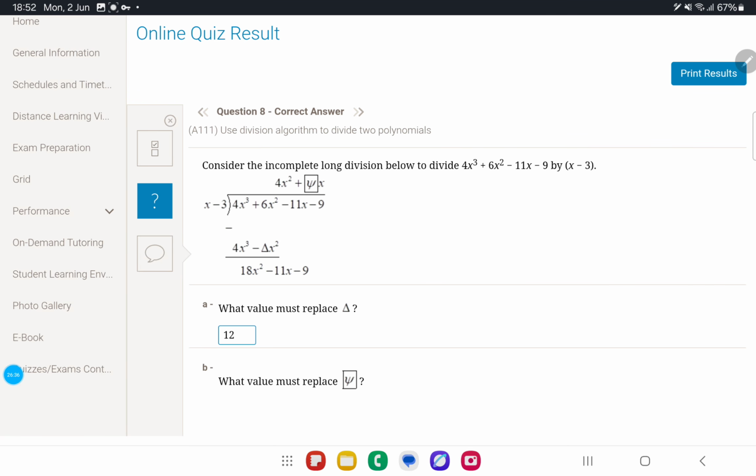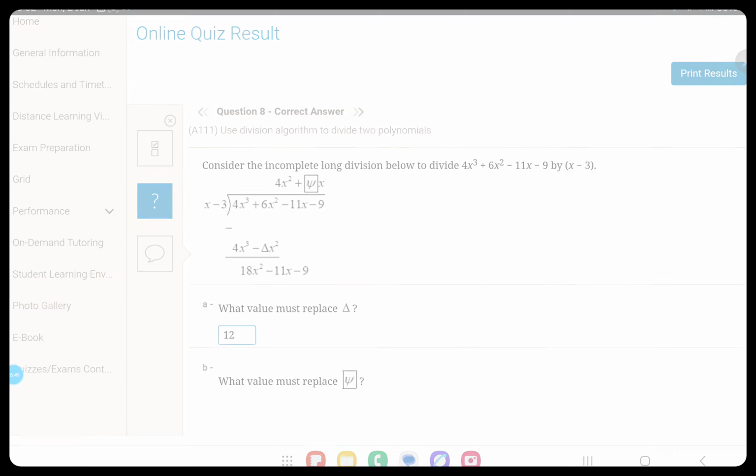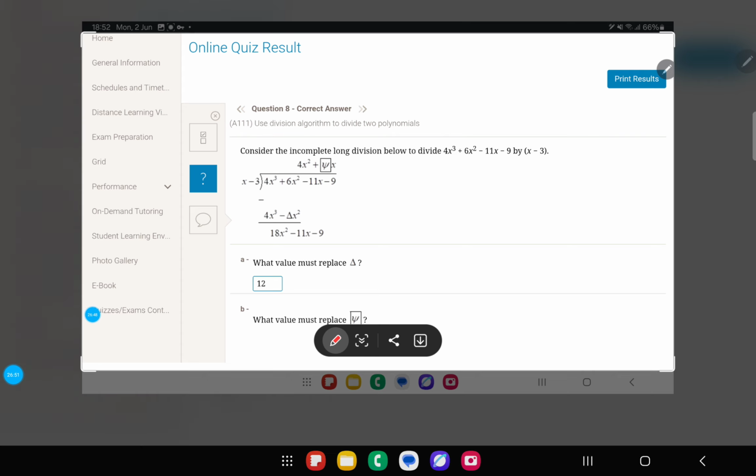Now for question 8. Okay, they want us to do long division. Consider the incomplete long division below to divide 4x cubed plus 6x squared minus 11x minus 9 by x minus 3. Okay. Doesn't need writing, you can just use your eyes, but let's do it anyways. Now we have x minus 3 here. Okay, you're gonna start with the same first number. 4x cubed divided by x, you're gonna have 4x squared. Now 4x squared times x is going to be 4x cubed, you have it here. And then 4x squared times negative 3 is going to be negative 12.